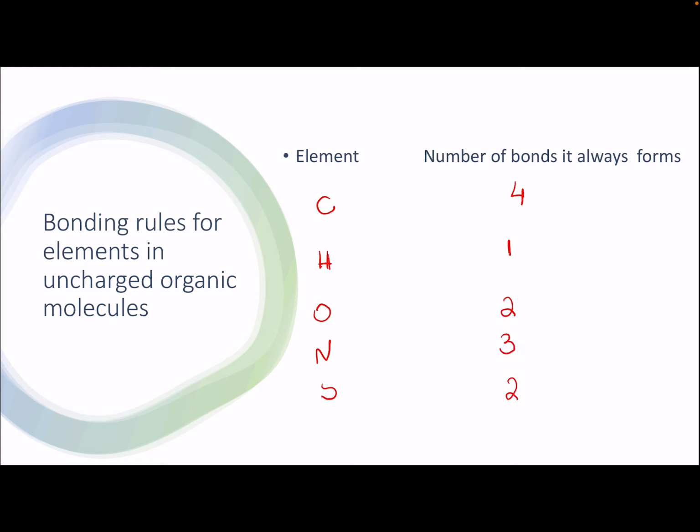Let's look at an example where we can apply these bonding rules. Here's the structural formula of an organic molecule. You can see that the carbon here has 4 bonds. The carbon on the right-hand side of the molecule also has 4 bonds, slightly different. It has 2 single bonds and a double bond, but the total is still 4 bonds. We can look at the oxygen, which forms 2 bonds, and the nitrogen, which forms 3 bonds.